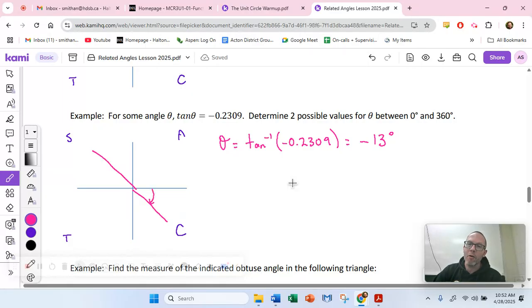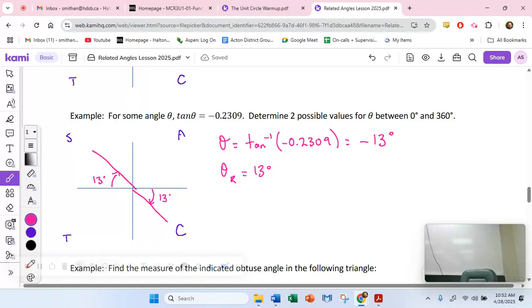Negative 13, remember, is rotating clockwise. We've actually found our reference angle. What we have shown here is our reference angle is 13 degrees. That's all that told us. And now your job is simple.